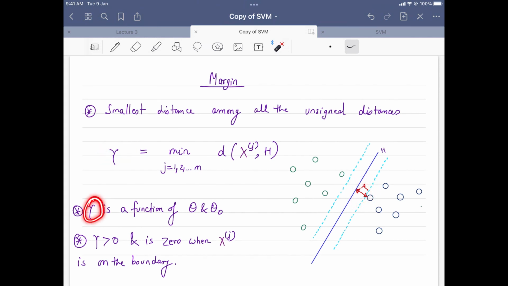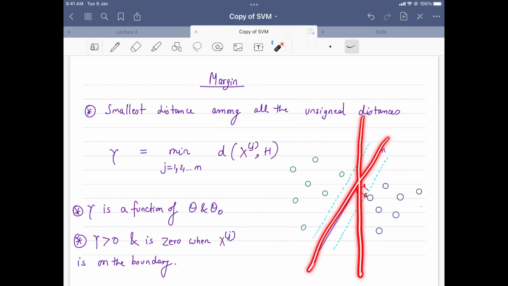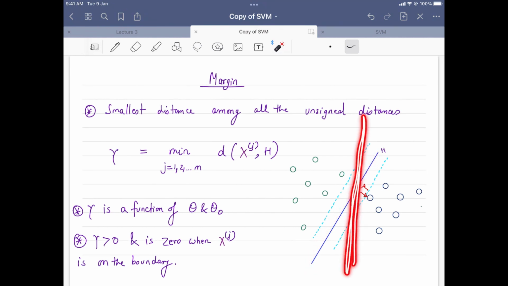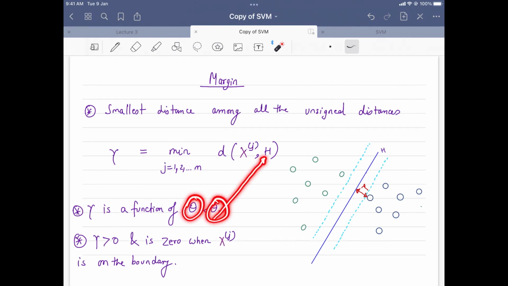So gamma is actually a function of theta and theta 0. Why is it a function of theta and theta 0? You can see that gamma has h here, and h is a function of theta and theta 0. So if your h changes from here to here, why does it change? It changes because during the optimization you will change the values of theta and theta 0. So this separating hyperplane will change in this direction, and then your gamma will change. That's why gamma is a function of theta and theta 0, which are the parameters of the separating hyperplane which you are trying to optimize.